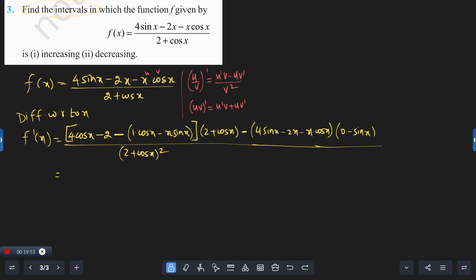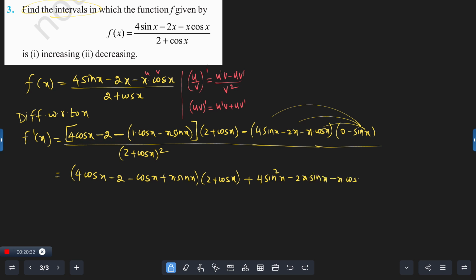Step by step we'll go. And what is this? 4 cos x minus 2, minus, if I take inside, 1 into cos x, minus into minus plus x sin x into 2 plus cos x. Later you have to multiply 2 plus cos x here. Before that you want to simplify, and here the minus sin x you can multiply here. Minus sin x you can multiply, and this minus also, so that minus and minus is positive. Then only sin you multiply. So that 4 sin into sin square x minus 2x into sin x minus x cos x and one more sin x.